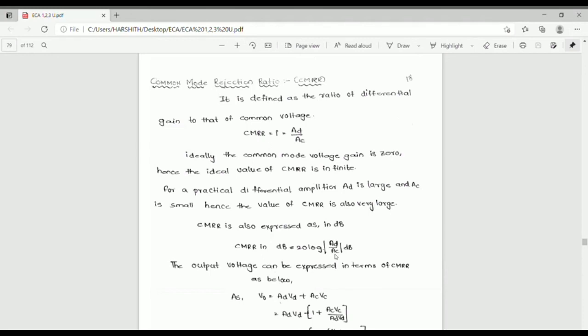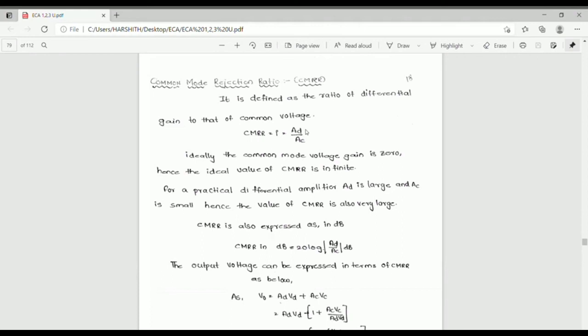In a practical differential amplifier, AD is comparatively large and AC is small. So hence the value of CMRR is always very large. So AD is large, AC is low, so we can get the CMRR is large. CMRR is also expressed in dBs. So CMRR in dB equal to 20 log AD by AC in dBs.